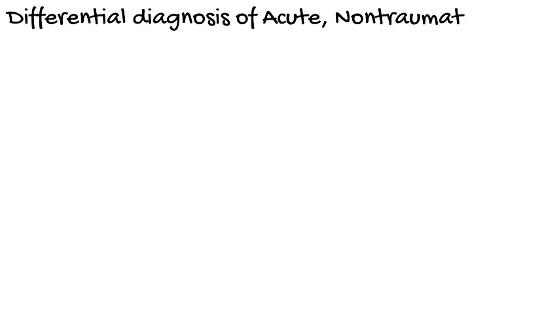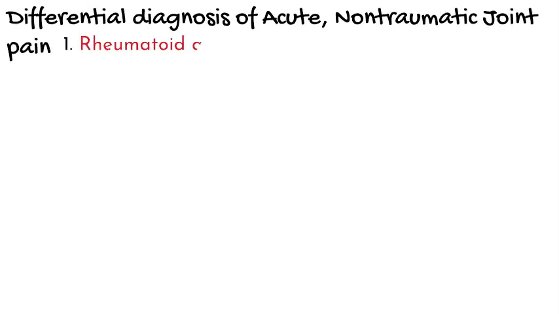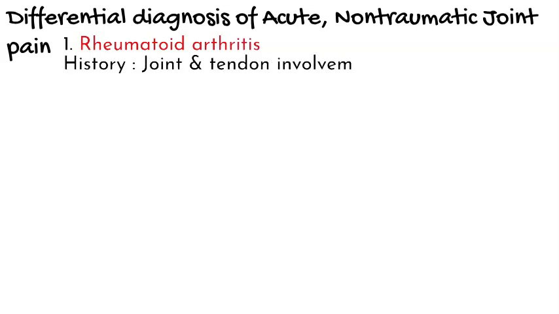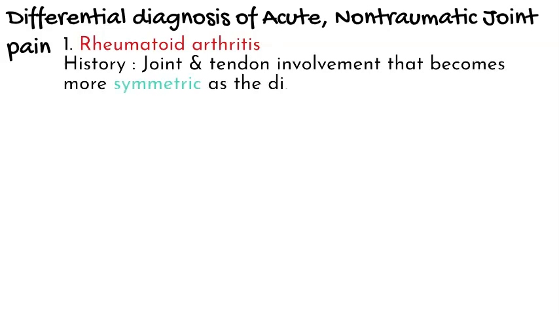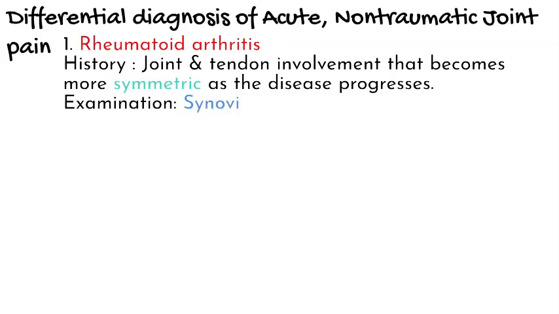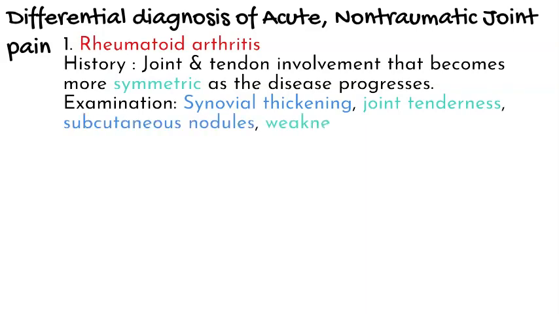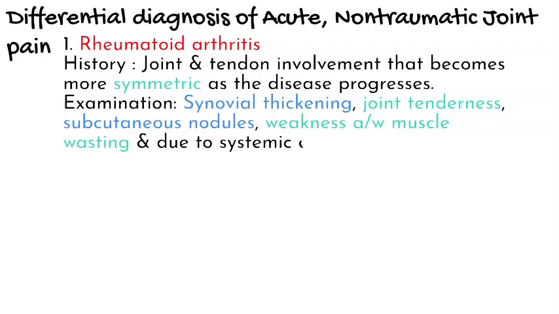The differential diagnosis of acute non-traumatic pain includes, I'm doing a summary. Number 1, rheumatoid arthritis. The history: joint and tendon involvement that becomes more symmetric as the disease progresses. Examination will show synovial thickening, joint tenderness, subcutaneous nodules, weakness associated with muscle wasting, and signs due to systemic disease itself.